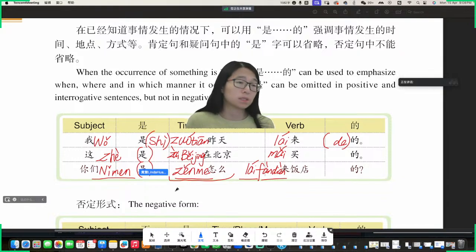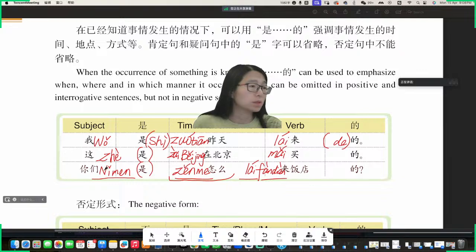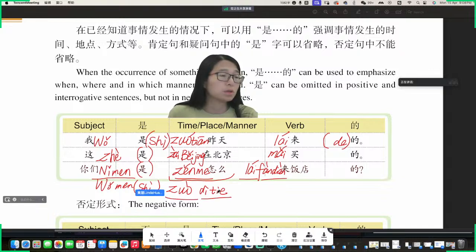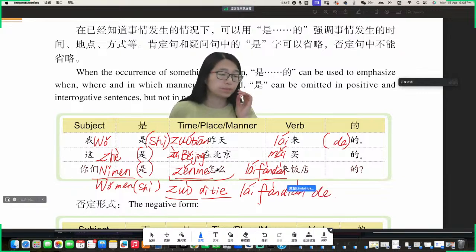Because this is a question, when you answer, you can follow the same structure. So to answer this question, you can say 我们是, you can omit 是 as well. 我们是坐地铁. Okay, 地铁, we haven't mentioned this word last time, so I would like to mention this word today. So 坐地铁 means take subway, take metro. And then 来饭店的. That is the same structure, right, guys?